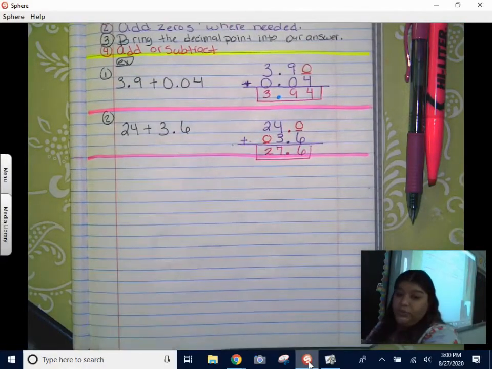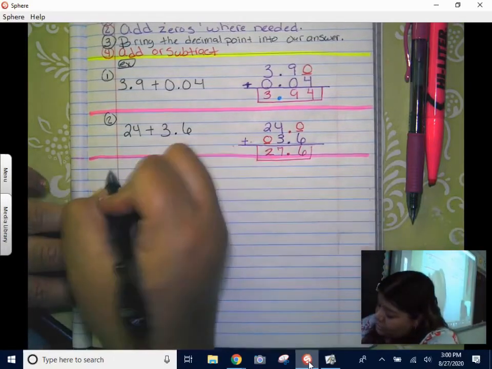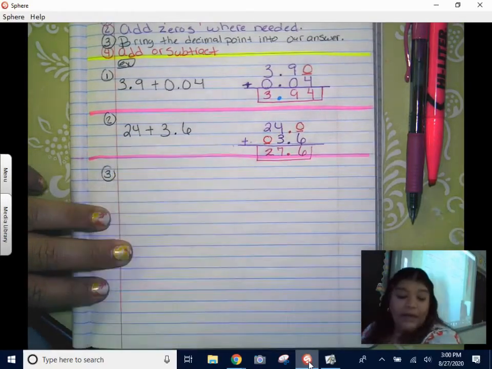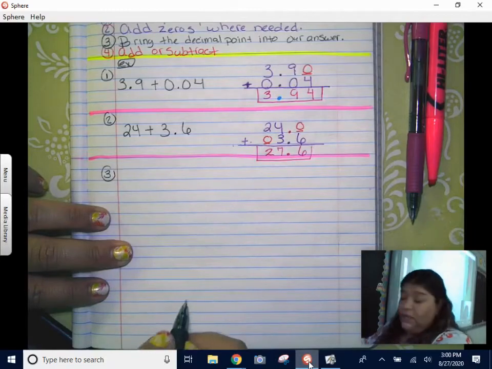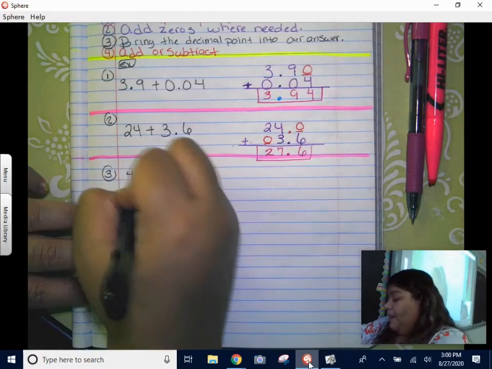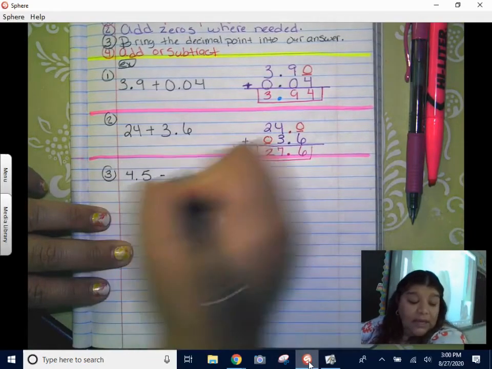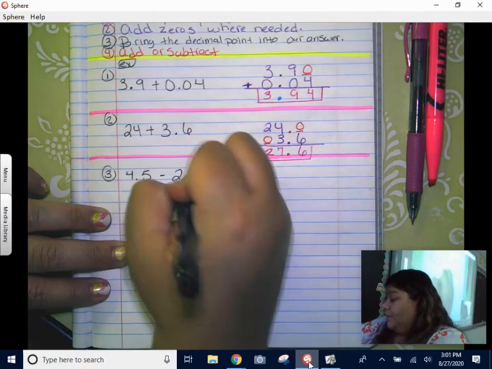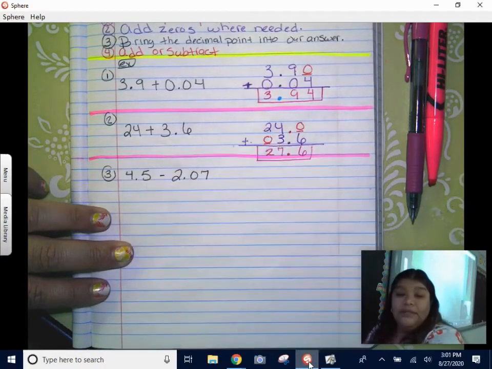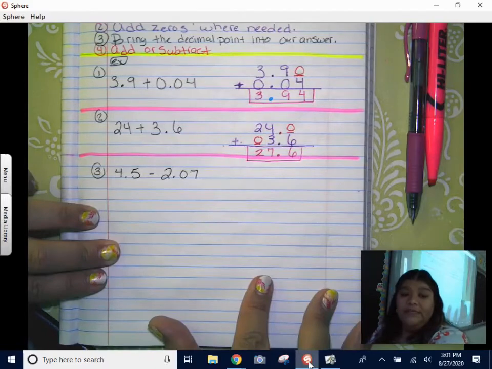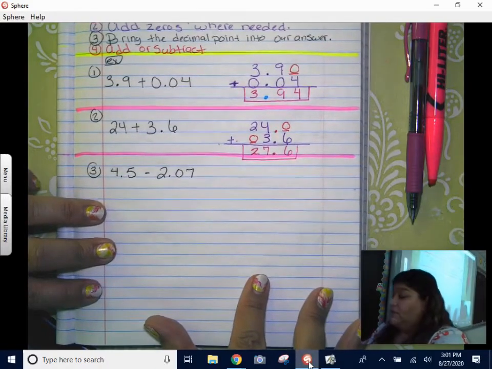Now let's go on to 2 more. We'll do 2 more. Okay, we did 2 addition. Let's go to subtraction now. Let's try to find the difference between 4 and 5/10 and 2 and 7/100. Okay, 4 and 5/10 minus 2 and 7/100.